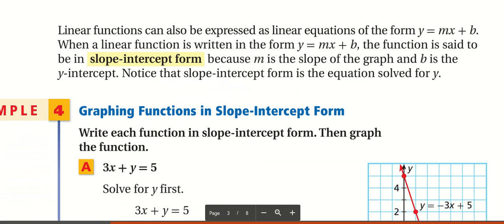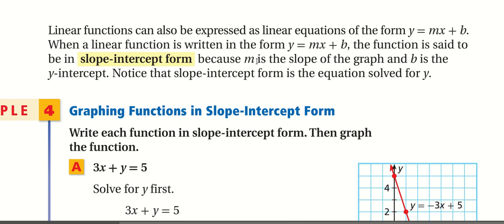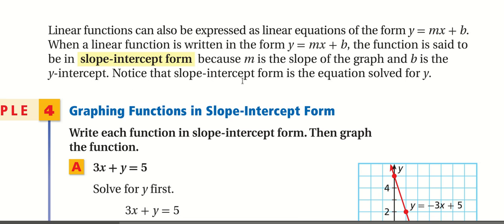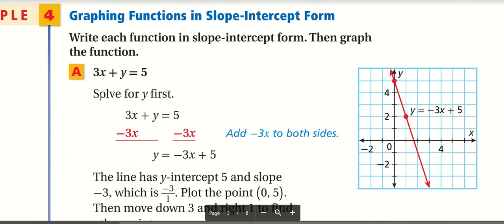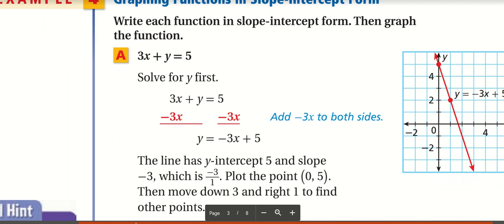Linear functions can also be expressed as linear equations of the form y equals mx plus b. When a linear function is written in the form y equals mx plus b, the function is said to be in slope-intercept form, because m is the slope of the graph and b is the y-intercept. Notice that the slope-intercept form is the equation that's solved for y. Next thing you have to know how to do in this homework: you have to know how to graph functions in slope-intercept form.